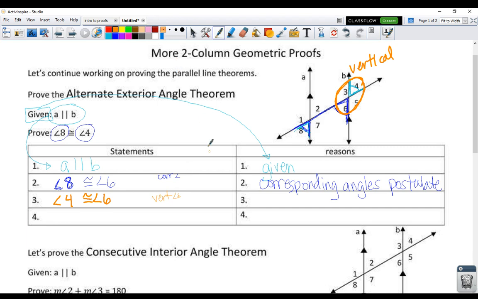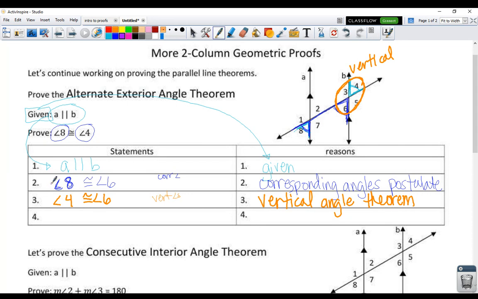And the reason that vertical angles are congruent is the vertical angle theorem. So the reason is the vertical angle theorem. All of these things we write down over here as the reasons. 4 and 6 are vertical angles, so I can write that they are congruent because of the vertical angle theorem. Corresponding angles 8 and 6, I can write down that they're congruent because of the corresponding angle postulate. Everything that you write down, every geometric relationship over here, needs to have a corresponding definition, theorem, postulate, or property over there.